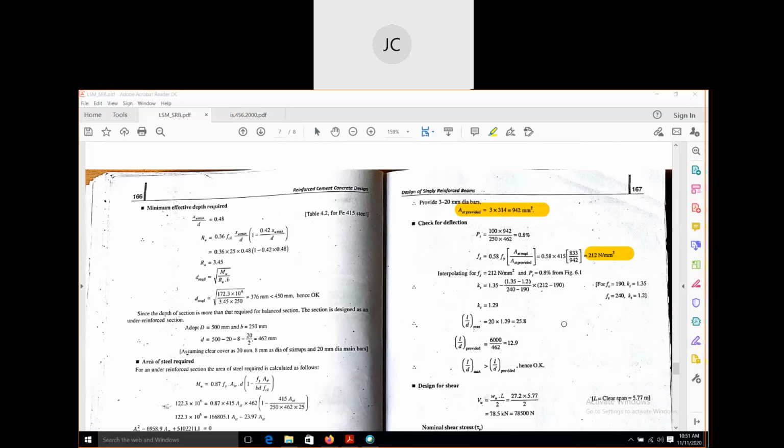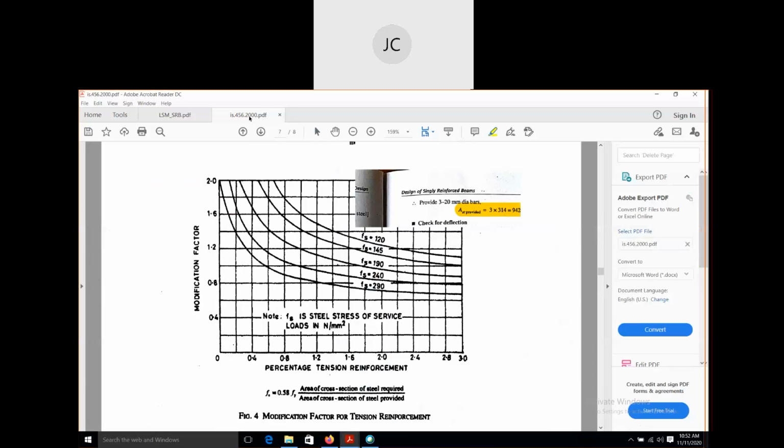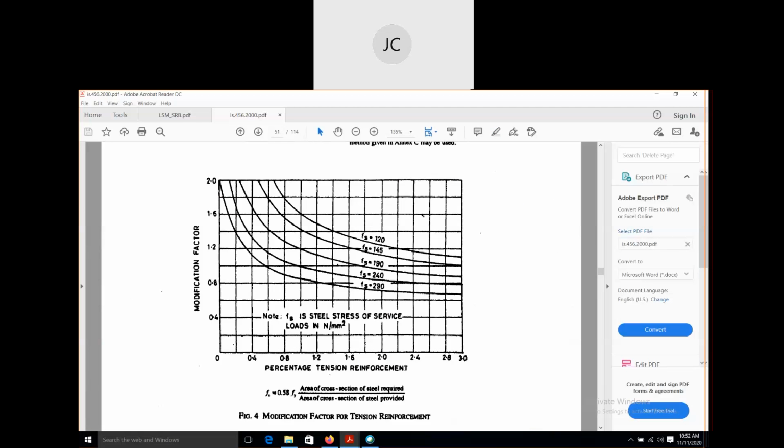Hello. Sir, what is this K suffix something? Yeah, T for tension. Because you can see here in the graph, we are considering the tension reinforcement. Therefore, modification factor is written for K. And since we are considering tension reinforcement, because it is a singly reinforced beam, the suffix is written T. Okay, T for tension.